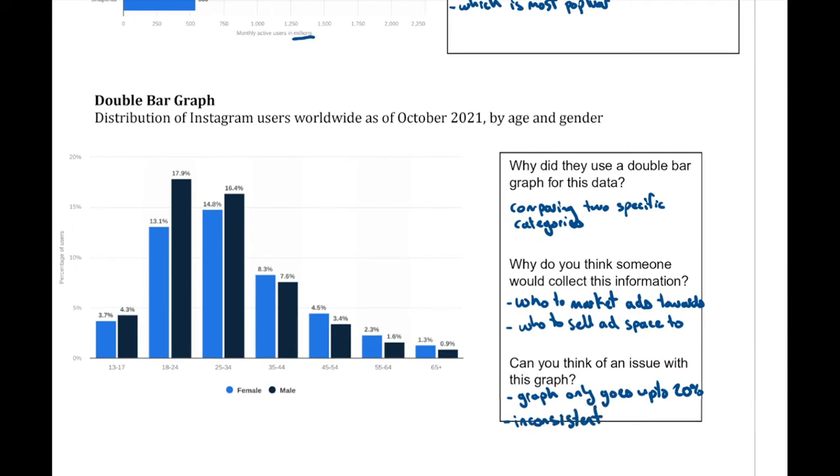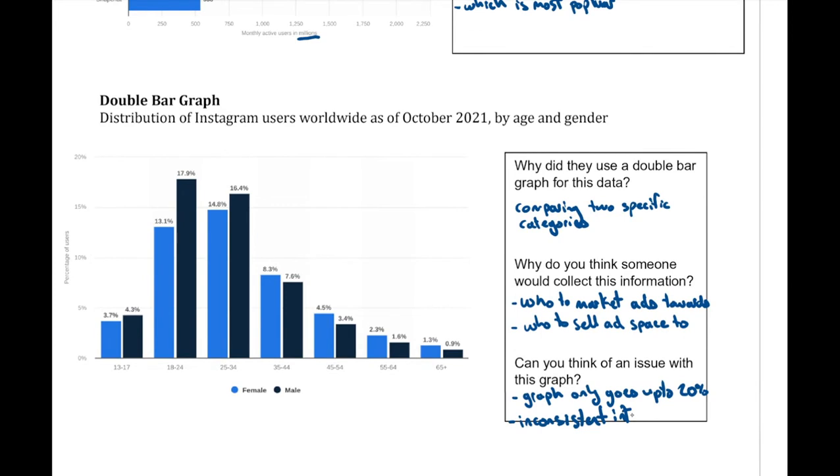we have inconsistent intervals. Right? If we're looking at them, 13 to 17 is only 4 years. 18 to 24 is 6 years. 25 to 34 is 9 years. 35 to 44 is also 9 years, and they do seem to stay consistent from there on, but we have a different range at the beginning. So again, that could be an issue because it could be skewing our data. So again, just things to think about, things to look at.